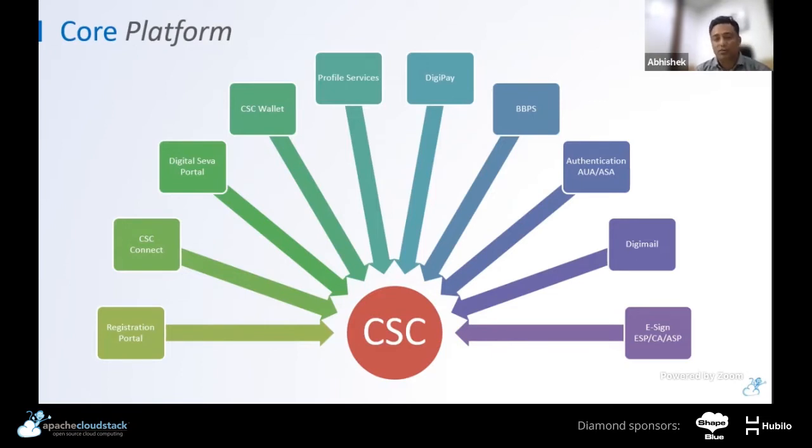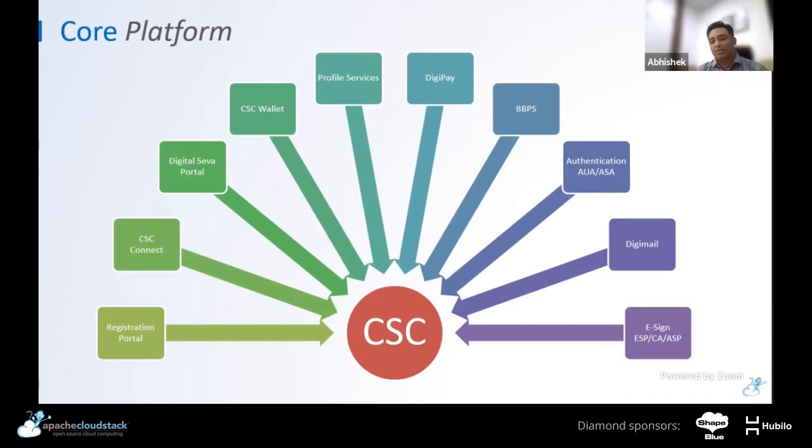Similarly, we also have a digital wallet, which is used for making digital payments for the services being availed on the system, and there is a channel for connecting the wallets to the bank account for loading cash as well. And likewise, we have profile services so that we can explore and extend the CSC user across the system.